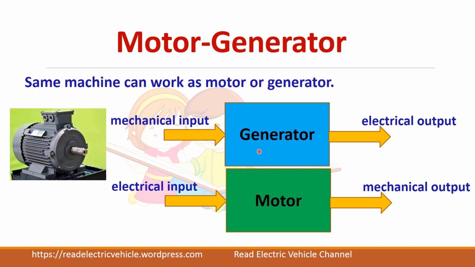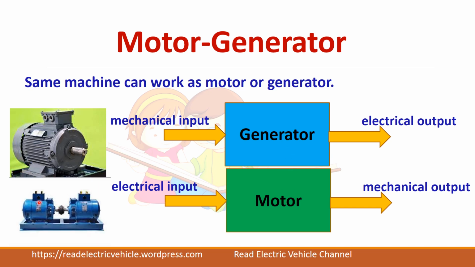The same machine, you can make it work as a generator or a motor depending upon your requirement. You might have seen this type of configuration in most labs, where a motor and a generator are coupled together. So this motor can act as a prime mover for this generator, and this generated EMF can act as an input for the motor. This type of combination is used in many applications.